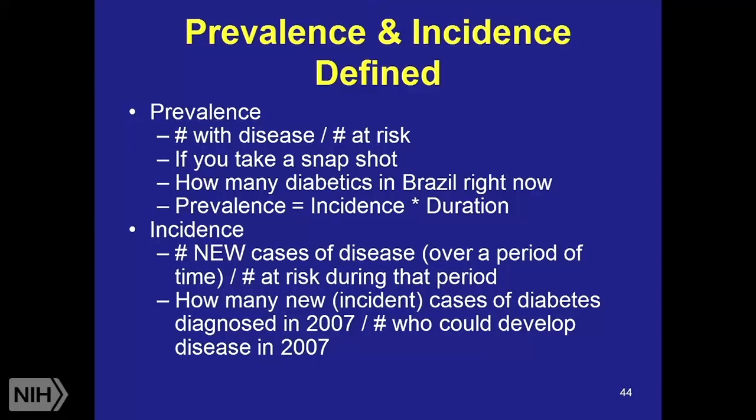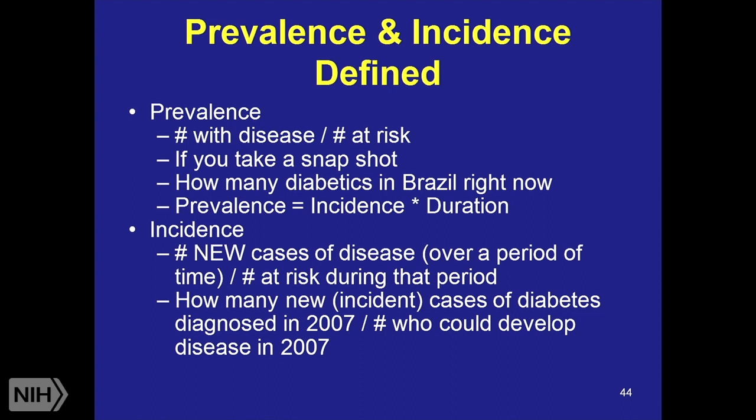So what about prevalence and incidence? I mentioned prevalence. Prevalence is, in very simple terms, the number of people with disease divided by the number of people at risk. Again, it's like taking a snapshot. If I asked how many type 2 diabetics are in Brazil right now, that's prevalence. Prevalence is basically the incidence times duration.